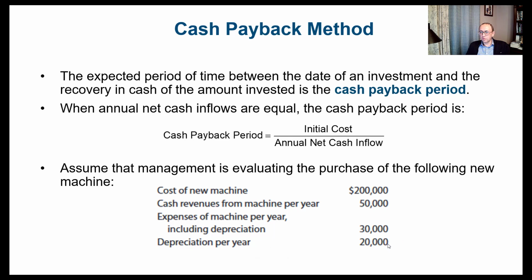Keep in mind, depreciation is a non-cash expense because we don't really pay for depreciation. Depreciation is just the allocation of the cost of the asset over its useful life. So when the depreciation is $20,000 and our expenses are $30,000, we can say that the actual cash expense of the machine, excluding depreciation, is only $10,000. So we get the $30,000 minus the 20, and that would be $10,000. And that's the cash expenses related to this machine.